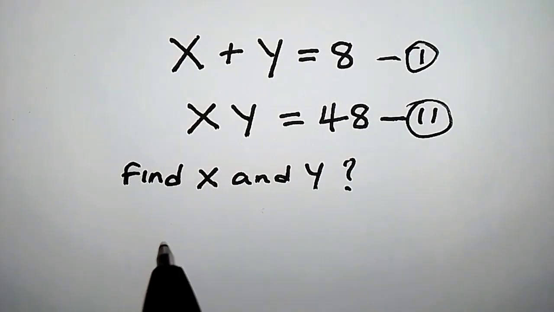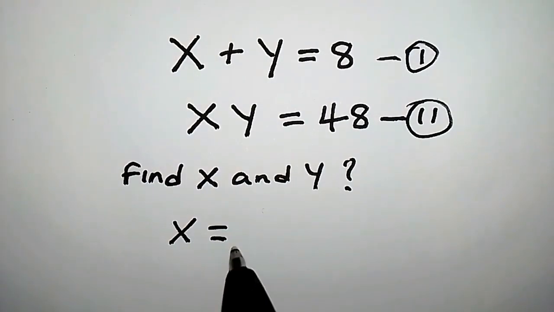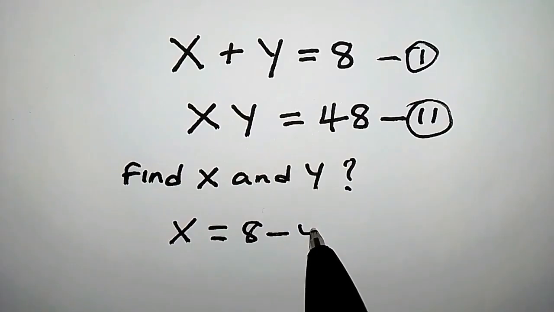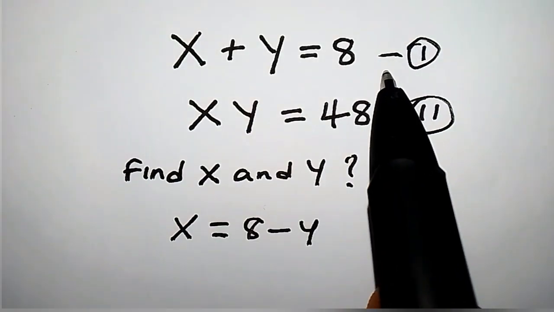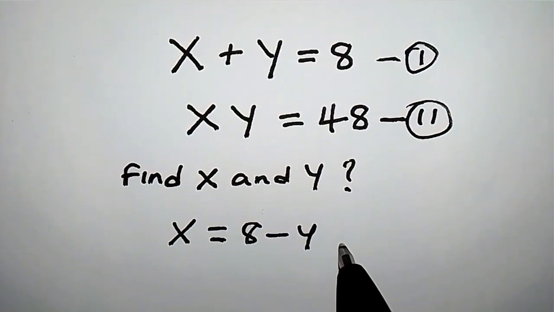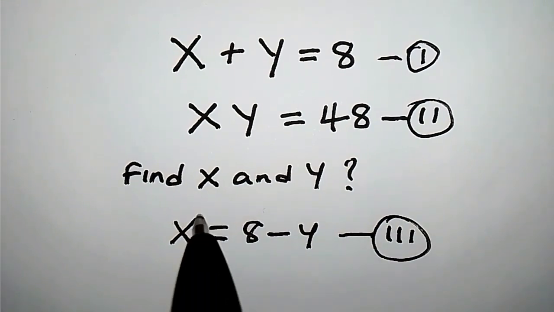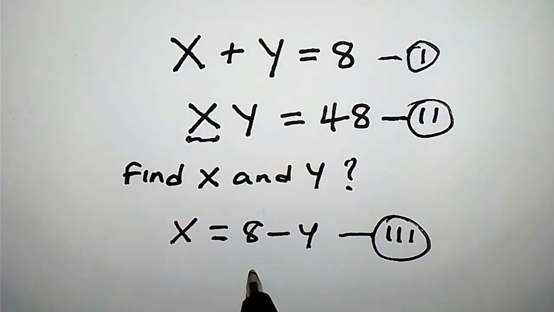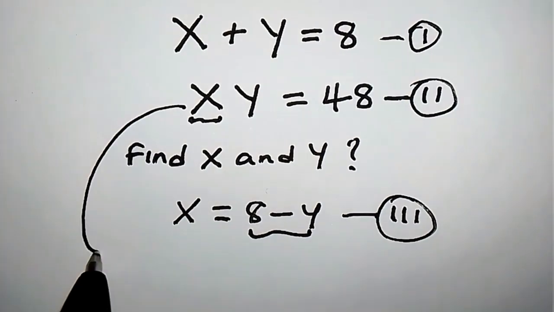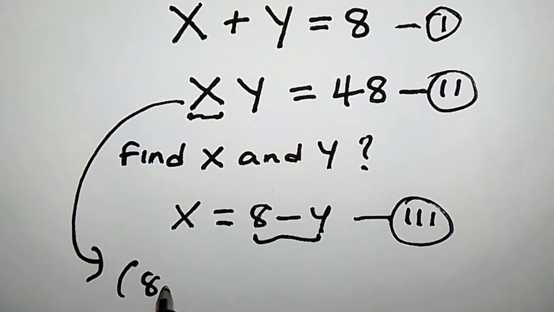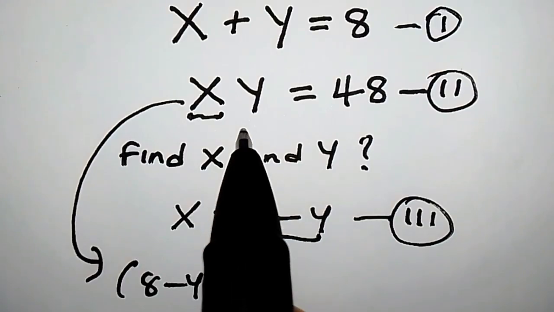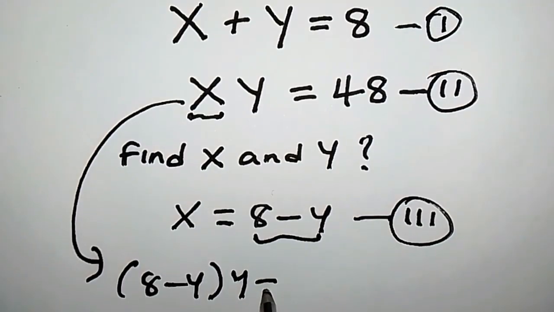From equation 1, x is equal to 8 minus y, by moving y to the right hand side. Let us call this equation 3. The next step now is to replace this particular x with 8 minus y. That means from here we're going to have 8 minus y times y equal to 48.